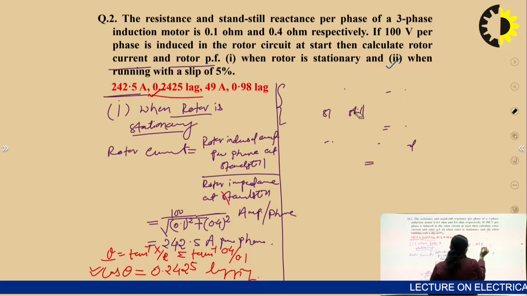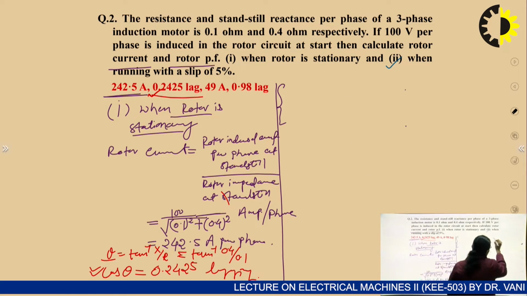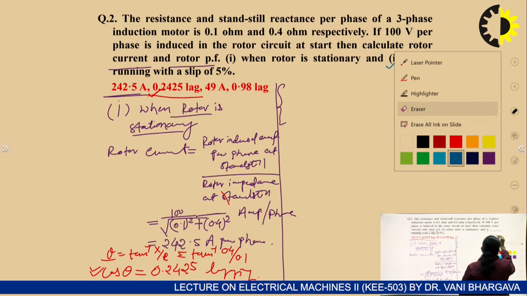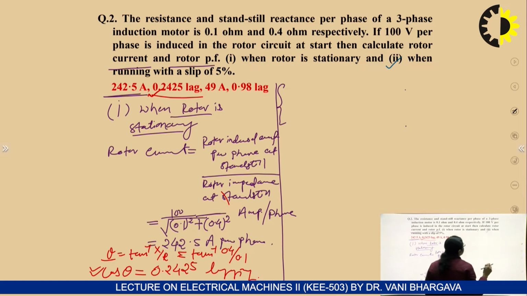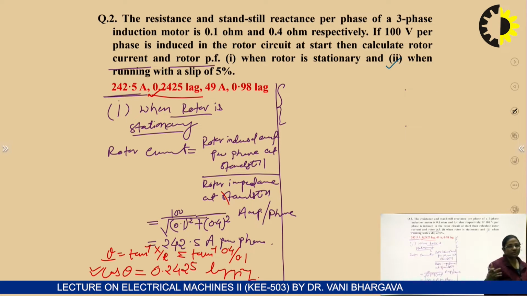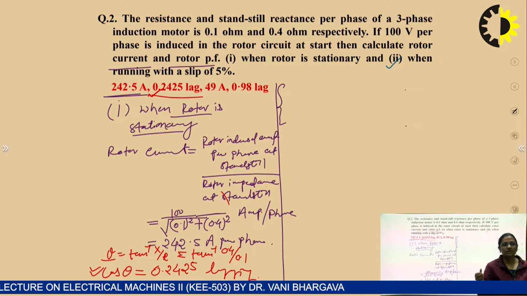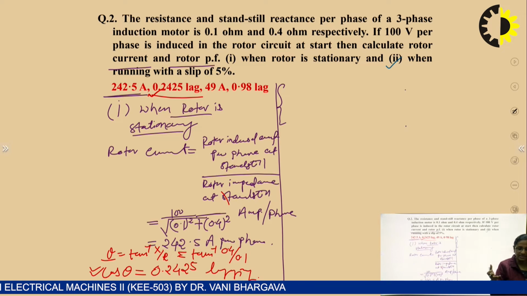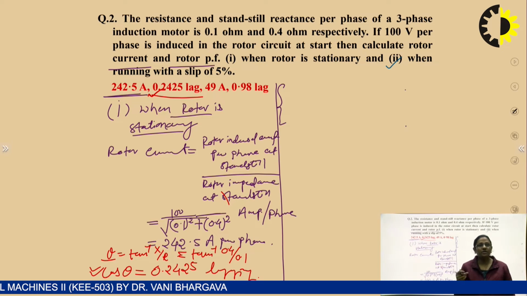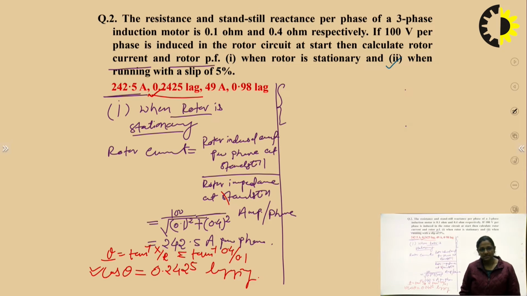Now, when the rotor is running with a slip of 5%, the induced EMF as well as the impedance of the rotor circuit will get affected. Why? Because it is dependent upon the operating slip of the machine. The rotor induced EMF under normal running condition with a slip of, say, S comes out to be S times the induced EMF at standstill condition.